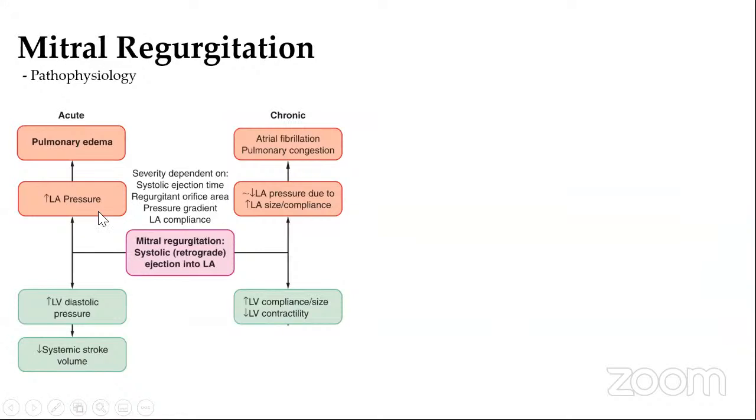Mitral regurg. So again, the pathophysiology, if it's acute mitral regurg, it's retrograde systolic ejection to the left atrium. So this volume overload increases the left atrial pressure and causes pulmonary edema. And this volume overload as well is going to overload your LV because the volume goes back to the left ventricle, so it's going to increase the left ventricle diastolic pressure, which can lead to decreasing the systemic stroke volume. This is in case it's acute MR.